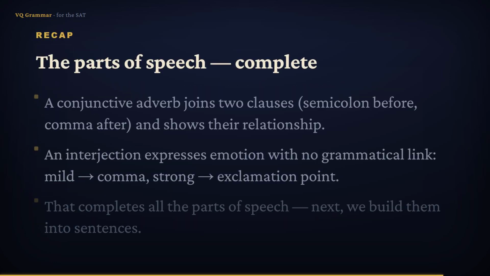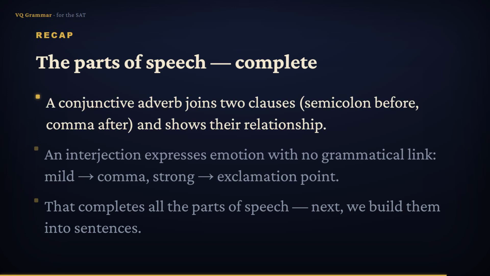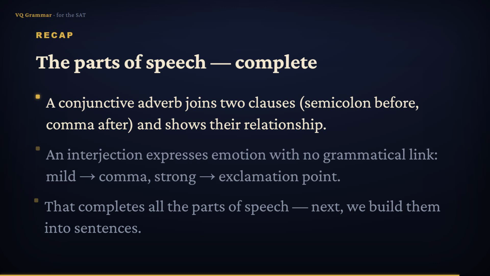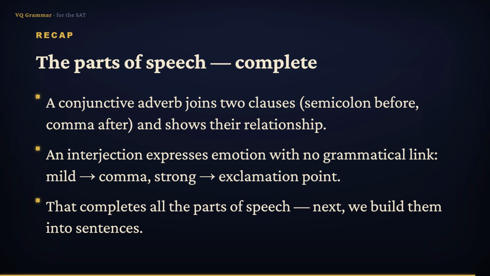Let's bring it together. A conjunctive adverb joins two independent clauses, taking a semicolon before it and a comma after. And it signals the relationship, contrast, result, addition, or time. An interjection simply expresses emotion, with no grammatical link, taking a comma if mild and an exclamation point if strong. And with that, we've completed every part of speech. Fantastic work. In Lesson 13, we begin Chapter 2, where we start assembling these words into sentences, beginning with subjects and predicates.